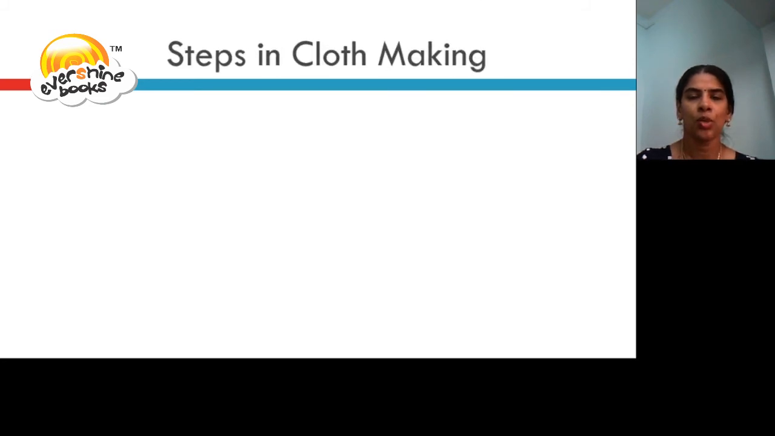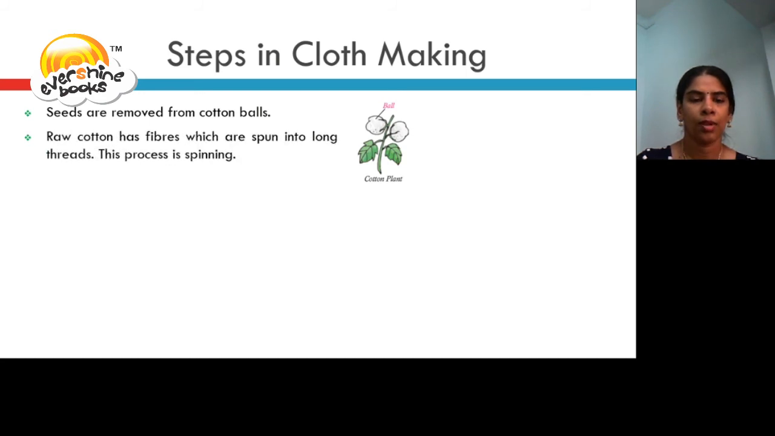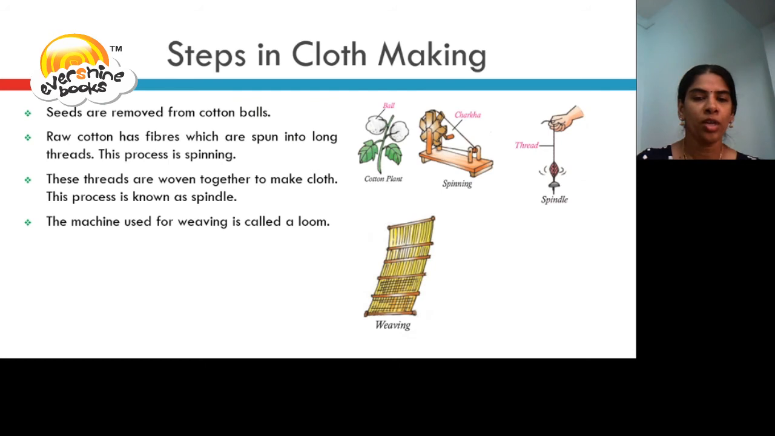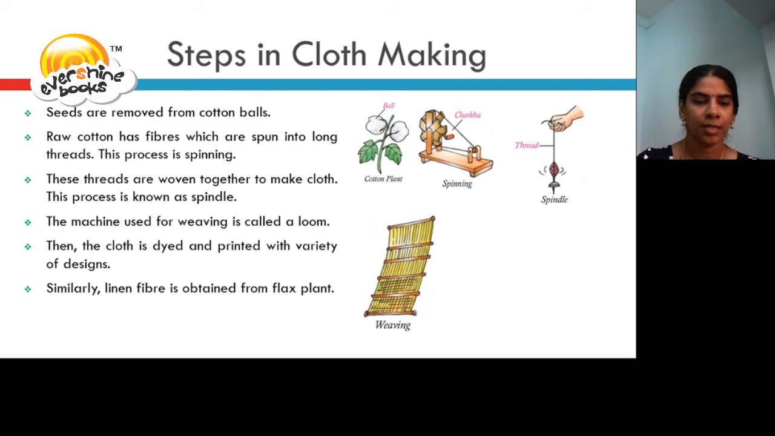Let us see what are the steps involved in cloth making. Seeds are removed from cotton balls. Raw cotton has fibers which are spun into long threads. This process is known as spinning. These threads are woven together to make a cloth. This process is known as weaving. The machine used for weaving is called a loom. The cloth is then dyed and printed with a variety of designs.